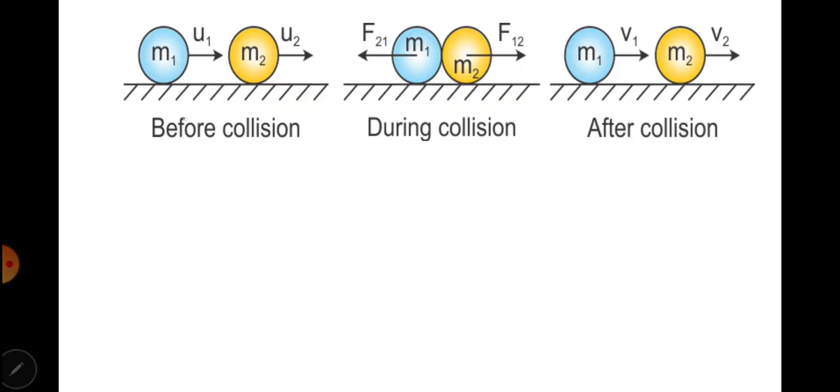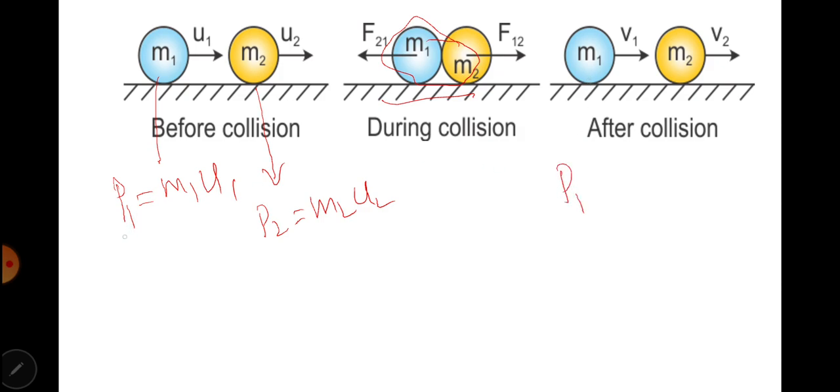Now first, let us consider the given example. This is a body having mass m1 and velocity u1, before collision. So its momentum is p1, equal to m1 u1. The second body's momentum before collision is p2, equal to m2 u2. Here the collision takes place. Mass remains constant during collision, but velocity changes. So the momentum of the first particle changes because its velocity changes: m1 v1 is p1 prime. Similarly p2 prime is equal to m2 v2.